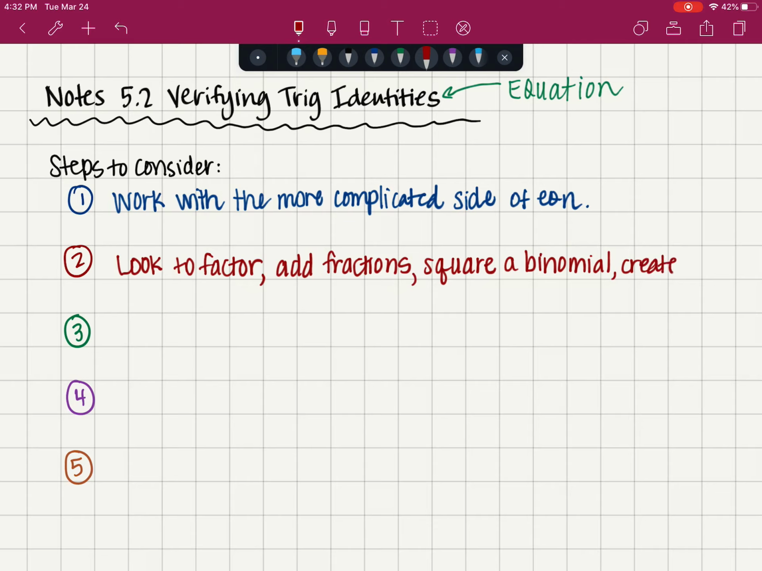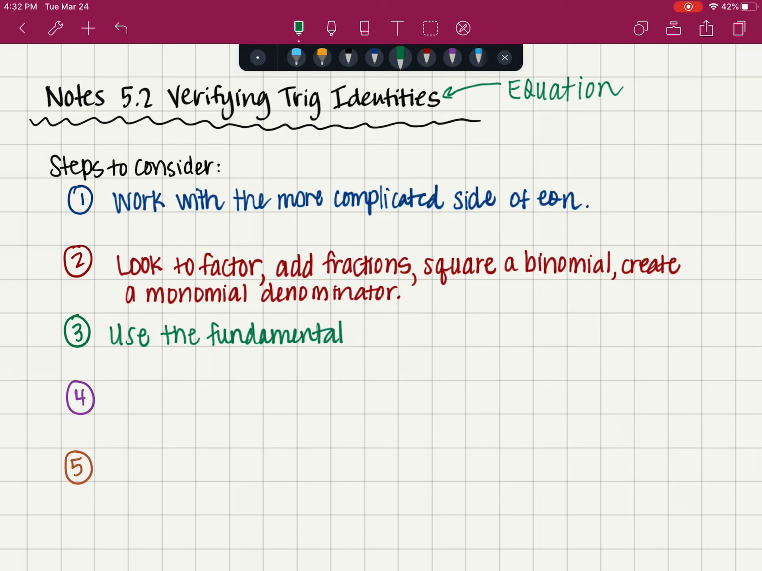Create, this is a good one, create a monomial denominator. I'm going to give you examples of these. I already gave you an example of creating a monomial denominator in the previous lesson, but I'll do it again here. And then use the fundamental identities. Those fundamental identities, remember, you need to know them like the back of your hand. Use those flashcards, please.